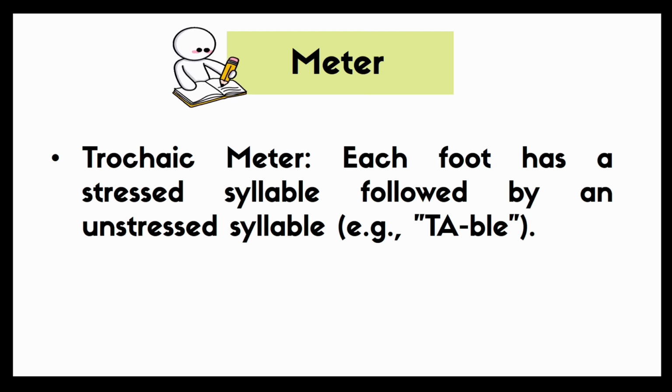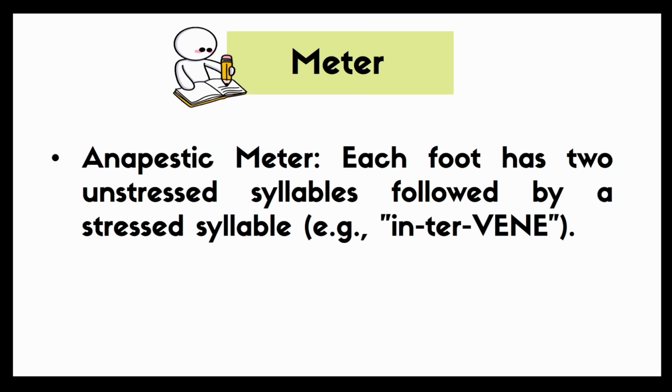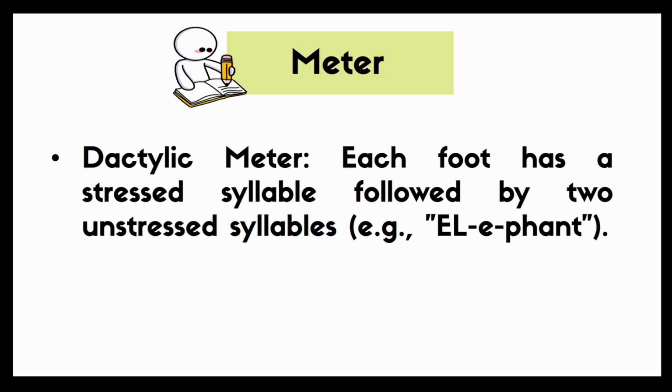The next type of meter is anapestic meter, where each foot has two unstressed syllables followed by a stressed syllable, as in intervene. And the last type of meter is dactylic meter, where each foot has a stressed syllable followed by two unstressed syllables. For example, elephant.